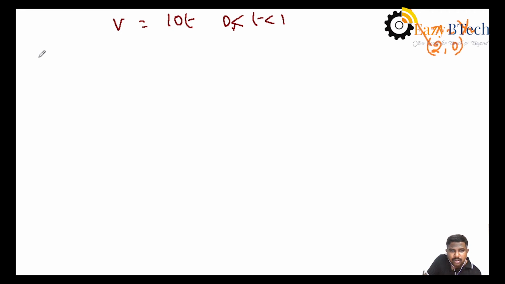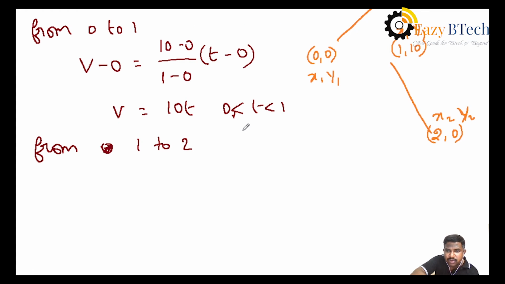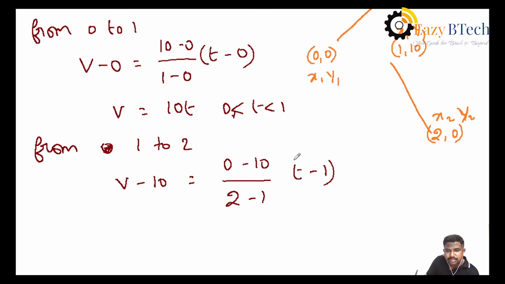Similarly, for the downfall straight line, that is from 1 to 2. Okay, from 1 to 2, the line is the downfall. What is the x1, y1 value? 1, comma 10. That's why y minus y1, v minus 10. y2 minus y1, 0 minus 10. x2 minus x1, 2 minus 1. Then x minus x1. x1 is 1 here. That's why t minus 1.